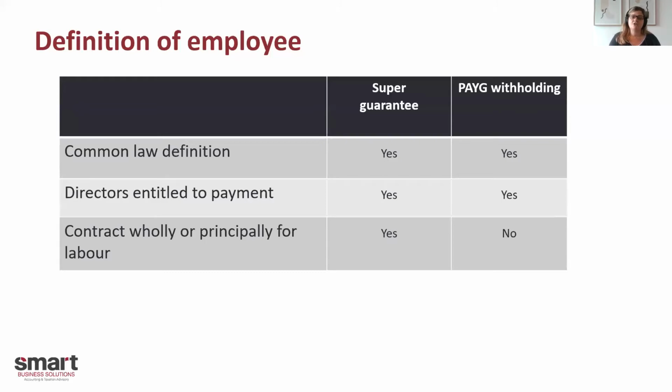Now, with a contractor, the most important thing is where they've been contracted wholly or principally for their labour. This is the risk for you as a business owner, where they're not an employee, but are they a contractor that should have superannuation guarantee applied? You won't have to do the PAYG, but this is the area where we often see businesses have the problem, where they say, well, they're not an employee, they're a contractor, therefore I don't have to pay super and I don't have to pay PAYG. This is the risk.